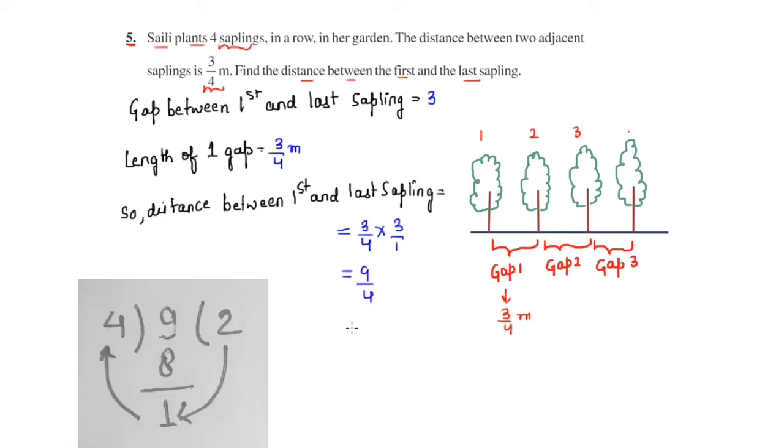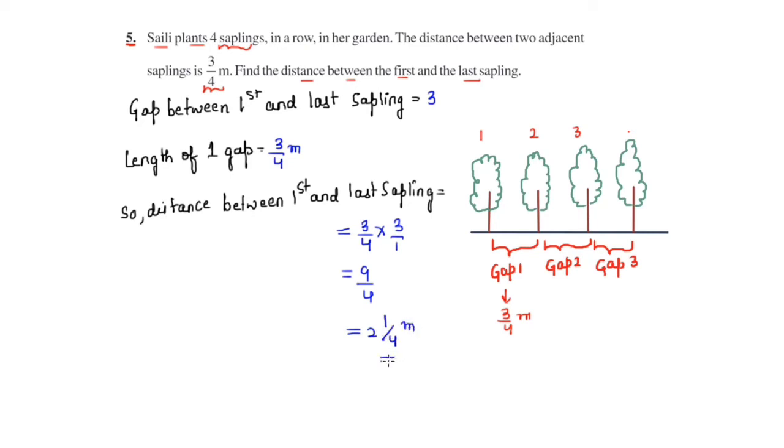As this is an improper fraction, we are going to convert it into a mixed fraction. If you divide 9 by 4, you will get 2 as a quotient, 1 as a remainder and 4 will be your denominator part. So 2 1/4 meter is the distance between the first and the last sapling. Clear? In this way we will do the word problem.